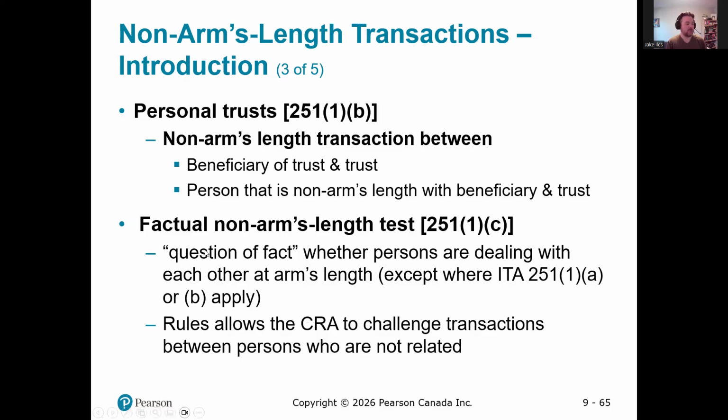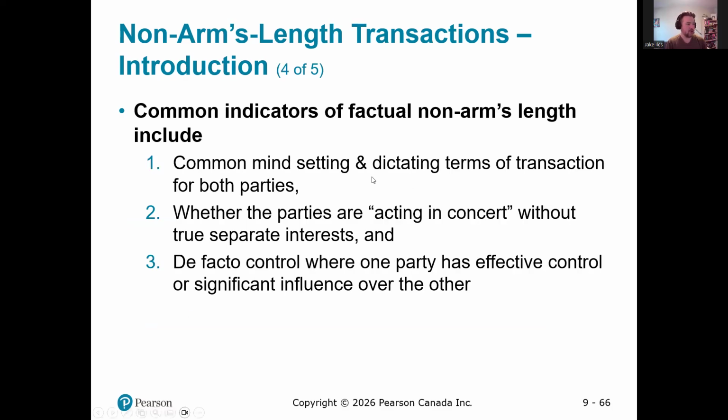So these questions of fact allow my best friend, who's not a familial connection, to still be considered a non-arm's length individual. So common indicators of factual non-arm's length include common mind setting and dictating terms of transaction for both parties, whether the parties are acting in concert without true separate interests, and de facto control where one party has effective control or significant influence over the other.